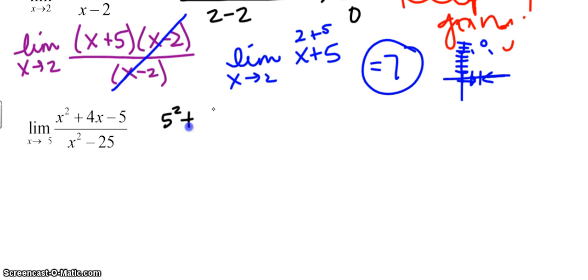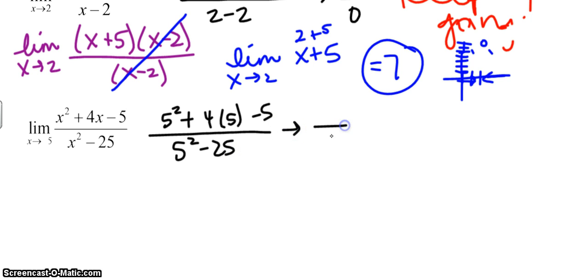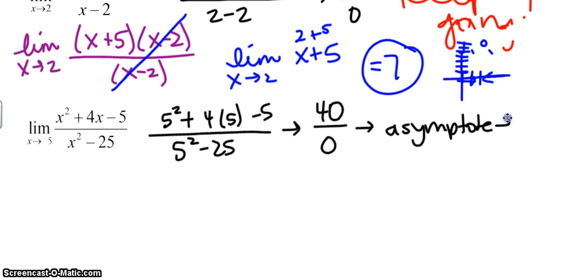Alright, next one, try substitution. We're going to get 5 squared plus 4 times 5 minus 5 all over 5 squared minus 25. Well, in the denominator I definitely get 0. In the numerator I get 25 plus 20, which is 45, minus 5, which is 40. Well, this means that I've hit some sort of an asymptote, and I need to look at my graph.